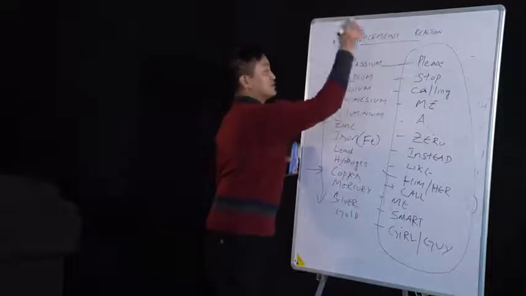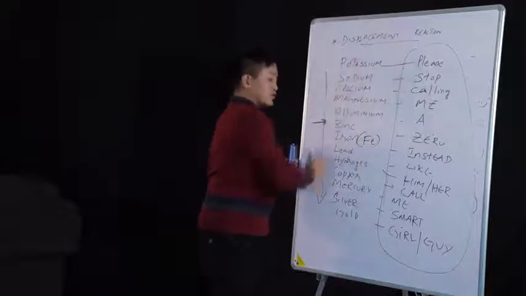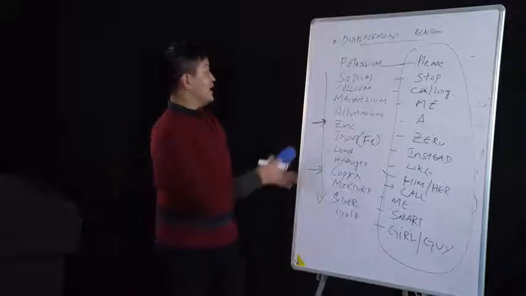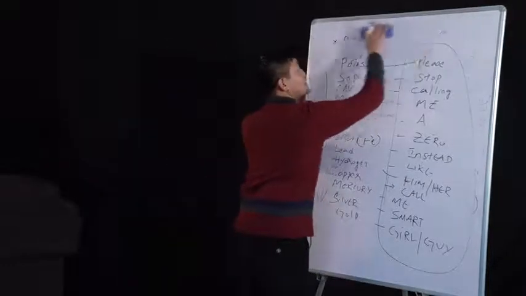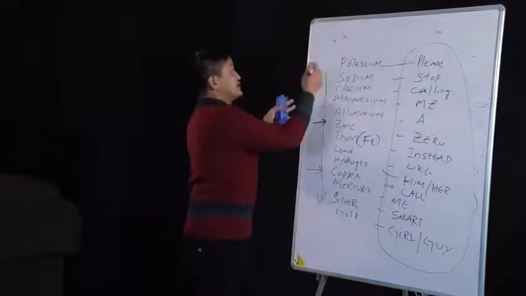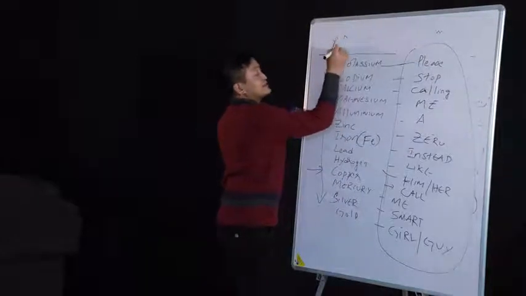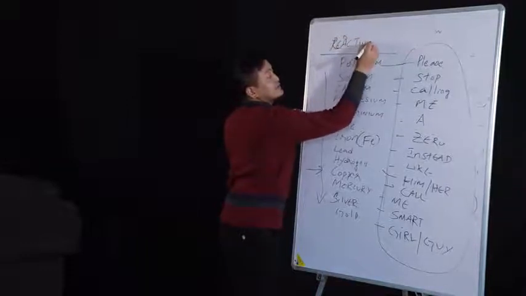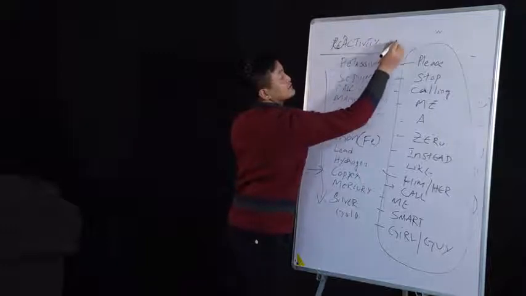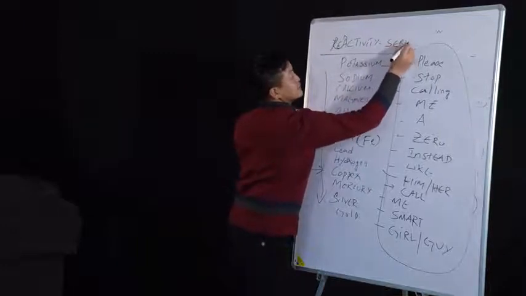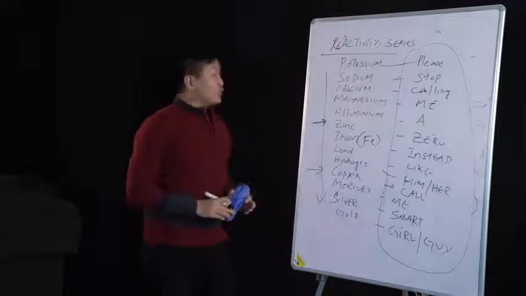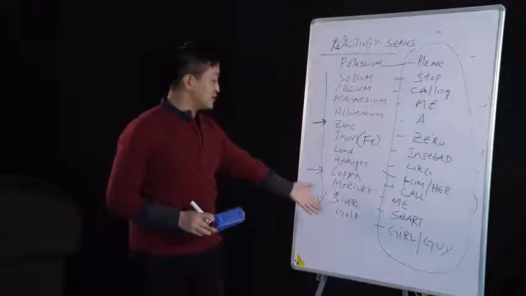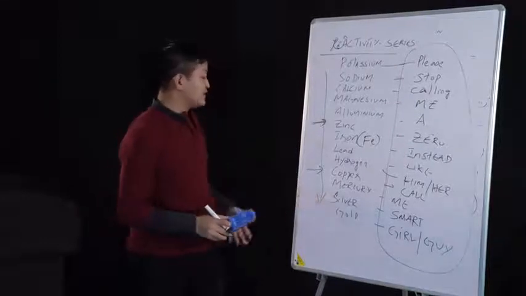So it will be P for potassium. So please, it goes on. So you can remember the reactivity series in this way. And whatever I have written down just now is called the reactivity series. Okay, students, reactivity series. So now we all know that potassium is the most reactive and it goes down to gold, the least reactive.